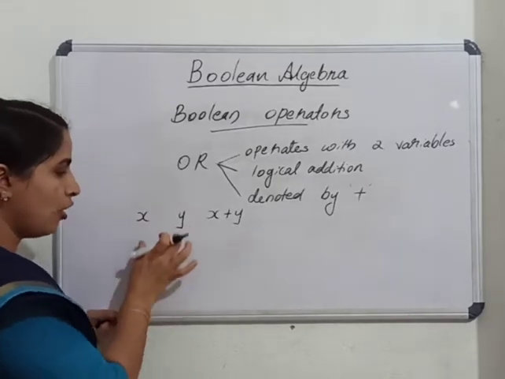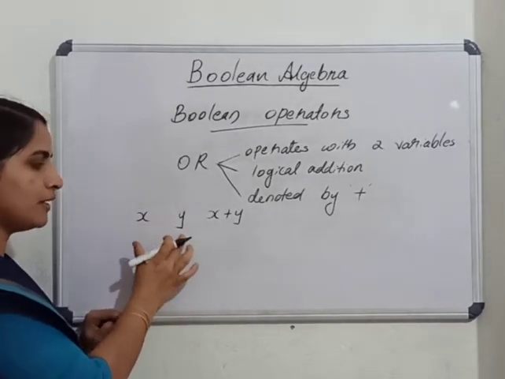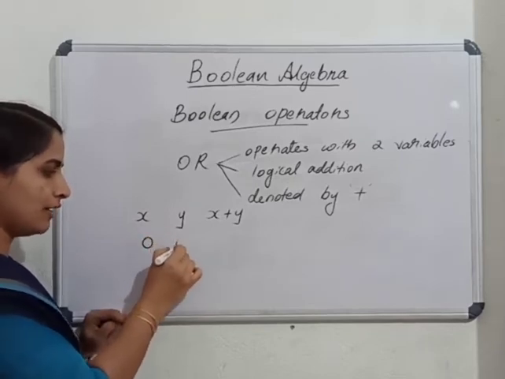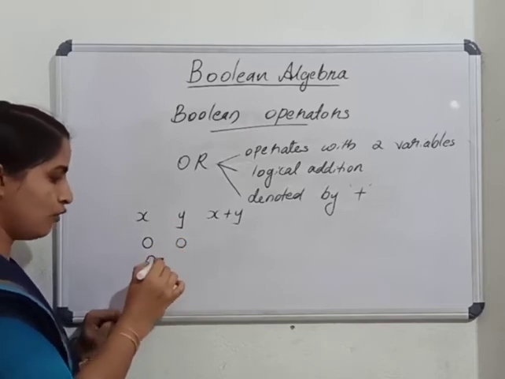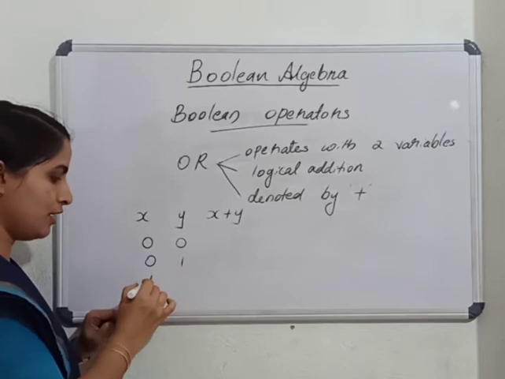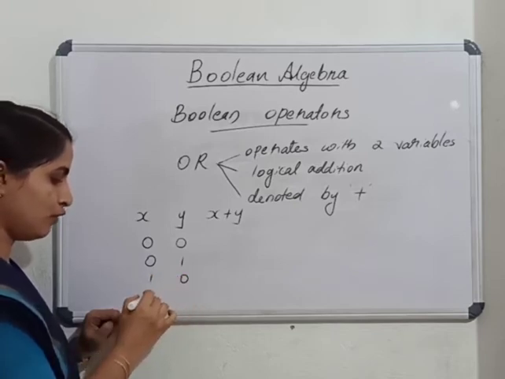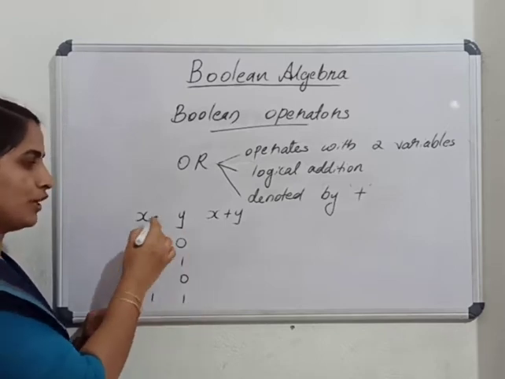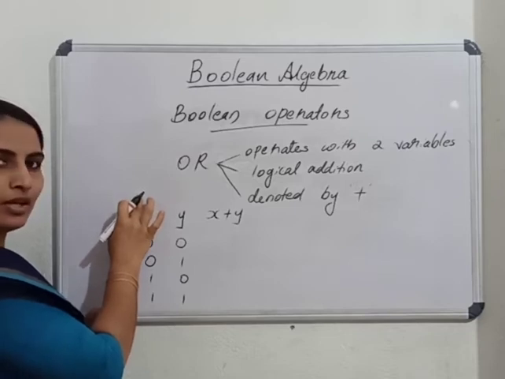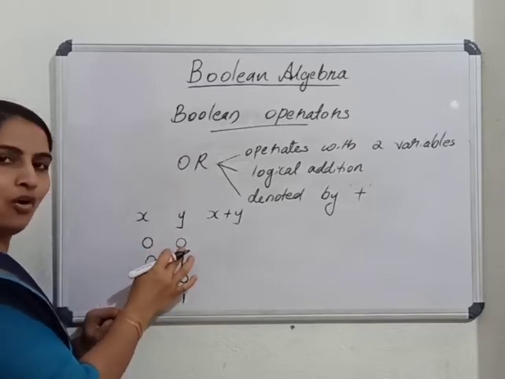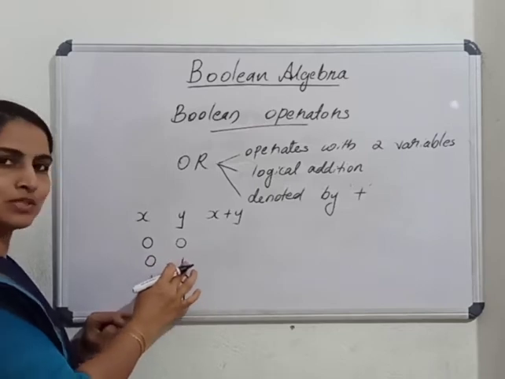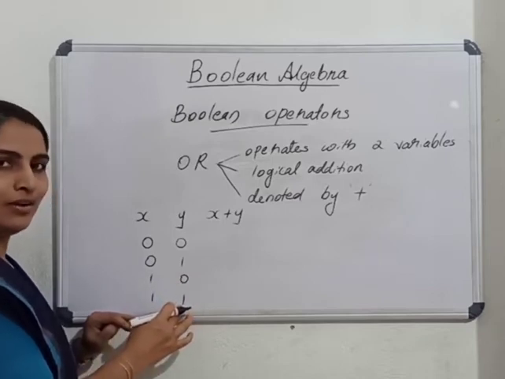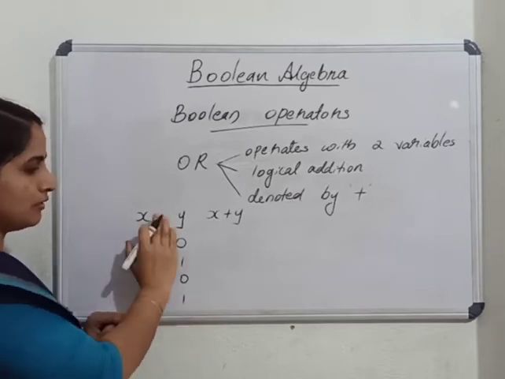Then the combinations of inputs you can write if the variables are x and y. So the possible combinations: x can be 0, y can be 0. X can be 0, y can be 1. X can be 1, y can be 0. X can be 1, y can be 1. Okay. You consider these two variables as two switches. First, both the switches are off. First one is off, second switch is on. First switch is on, second one is off. Both the switches are on. Okay. So these are the inputs.